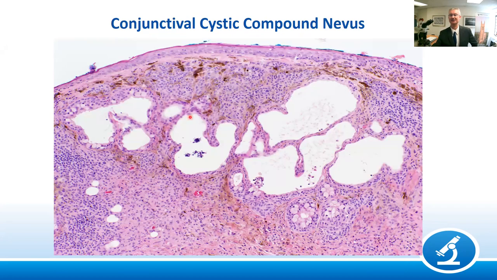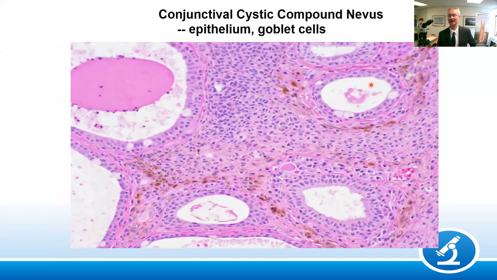And here is the classic appearance. Pigmented melanocytes, cysts, and the cysts are lined by conjunctival epithelium, and there's some goblet cells, and this is your very basic conjunctival cystic compound nevus. It's compound because if you look up at the junction, you'll see involvement of the junction of the epithelium, and therefore it's a compound nevus. Here again, higher magnification, showing these cysts that might fill up with some type of fluid or secretions, the goblet cells lining the epithelium, and the pigmented nevus melanocytes in between.